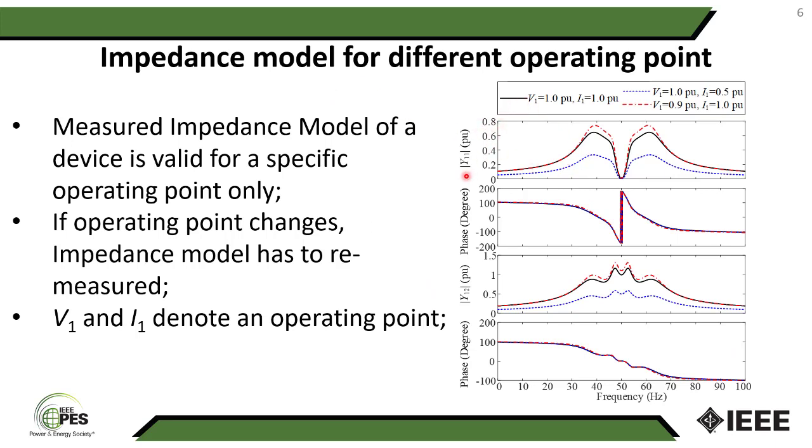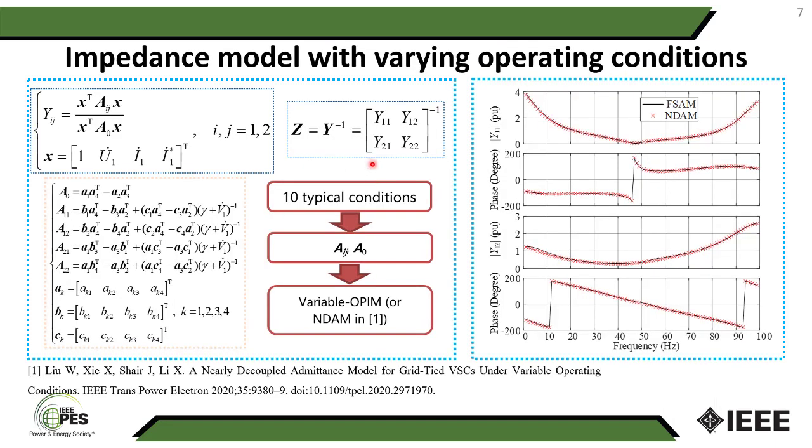For example, we can see that these are the plots for two elements of the impedance matrix, Y11 and Y12. We can see that the black curve is the one operating point where we have a specific impedance model. And if the operating point slightly changes, like for example, the current changes and the voltage changes, the impedance model is different. This indicates that the operating point variation should be considered. To account for the operating condition variation, we have developed a method, and this paper has been published recently in IEEE Transactions on Power Electronics.